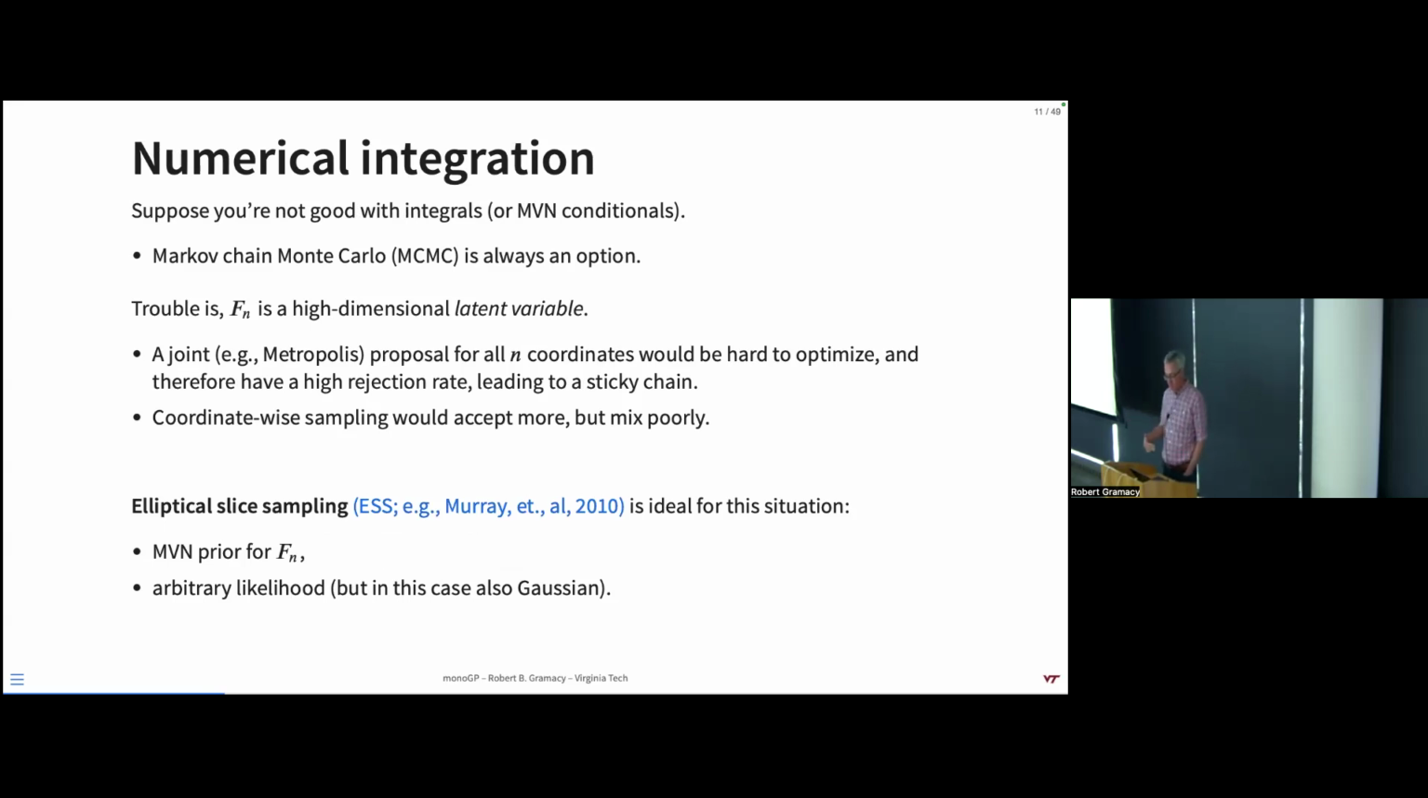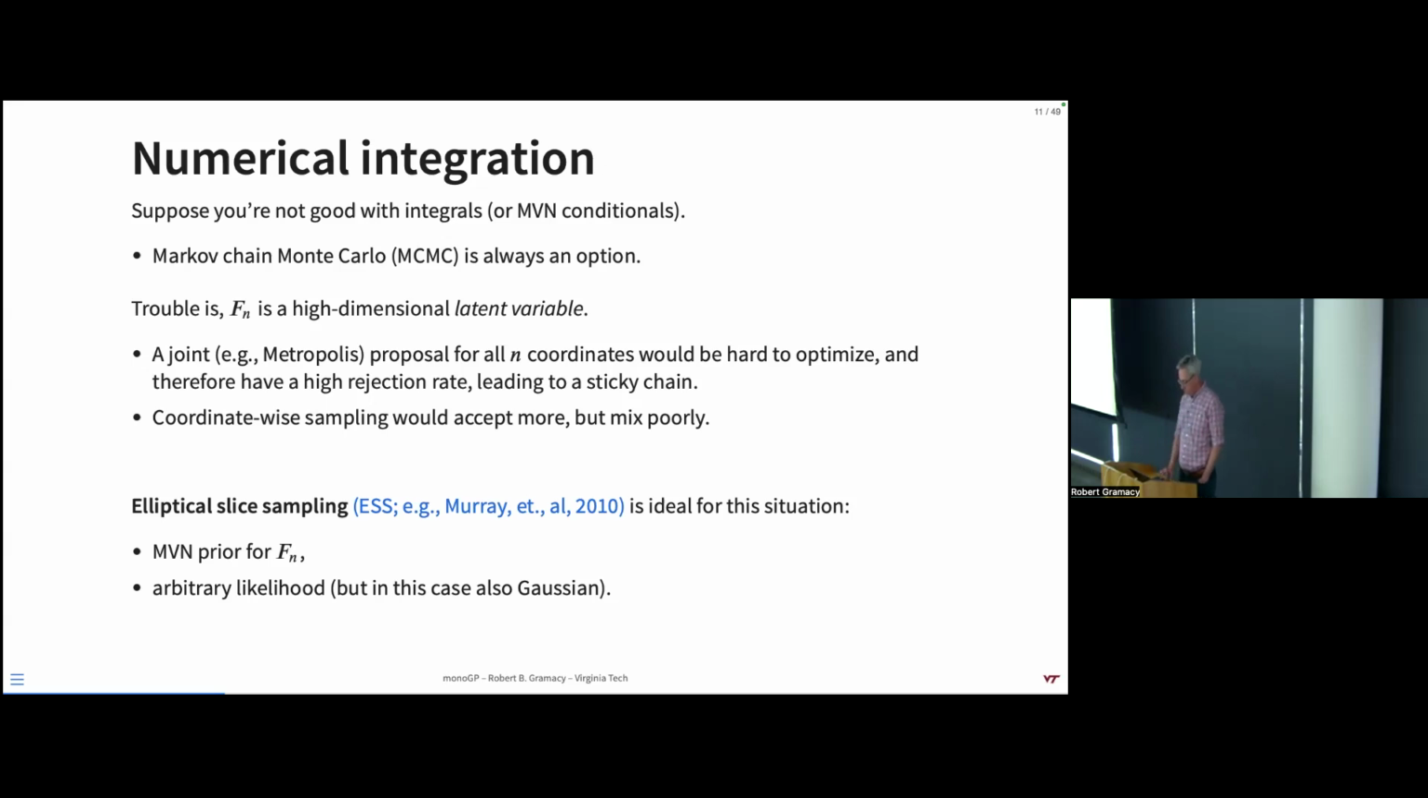Suppose you're not good with integrals or not good with the linear algebra behind the multivariate normal conditionals that I showed you earlier. What could you do instead? One thing you could do is Monte Carlo or Markov chain Monte Carlo. Depending on how you set that up, that is probably not going to be easy.